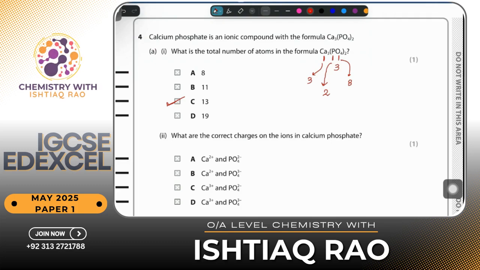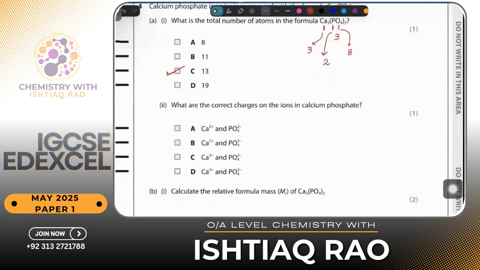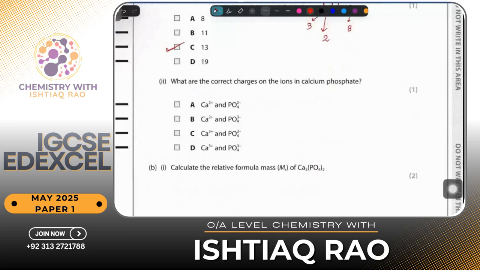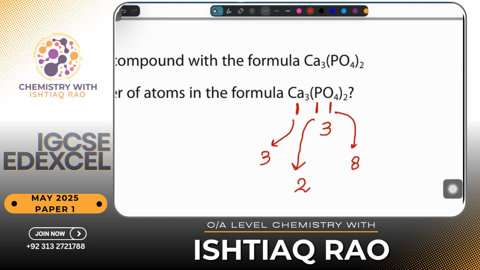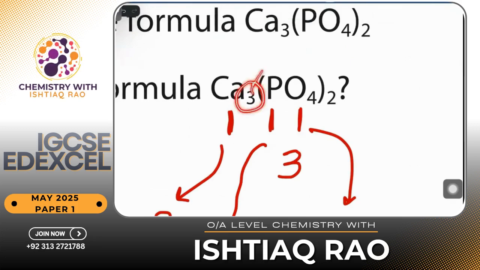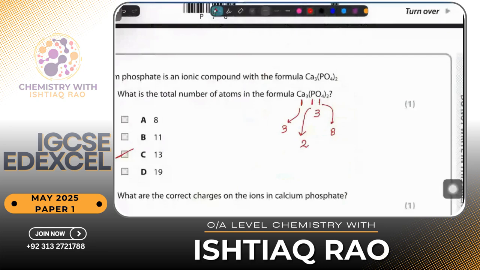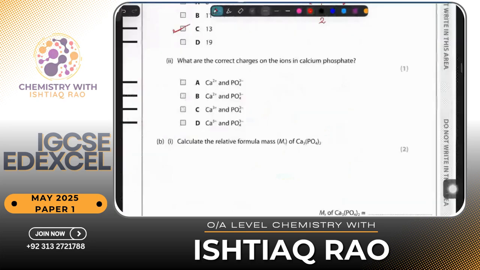Yes, sir. Okay. So now they are asking what are the correct charges on the ions in calcium phosphate? Since calcium is in group 2, the charge is plus 2. We have two options, A and B. Whenever we write the formula, we swap the charges. This is the charge for phosphate and this is the charge for calcium. Calcium is +2, phosphate is -3. So the answer is B.